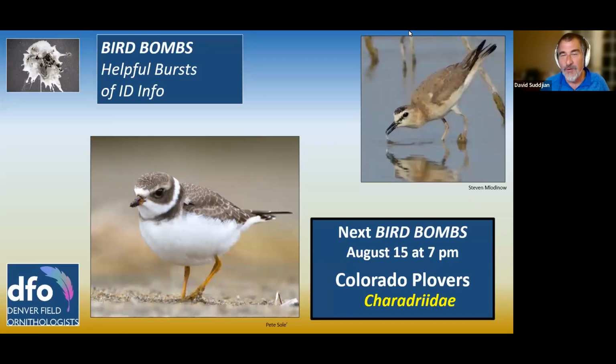The killdeer is a plover. It doesn't have plover in the name, but it's a plover, and we're real familiar with that one. But some of them are pretty hard or can be at different times. So tune in for Colorado plovers coming up on August 15th.